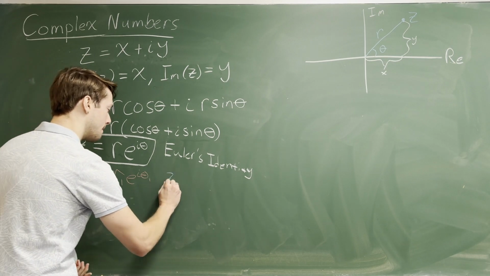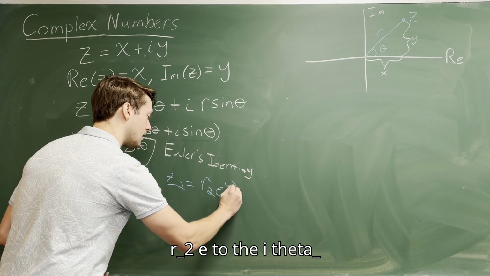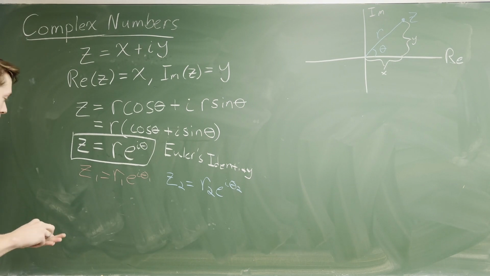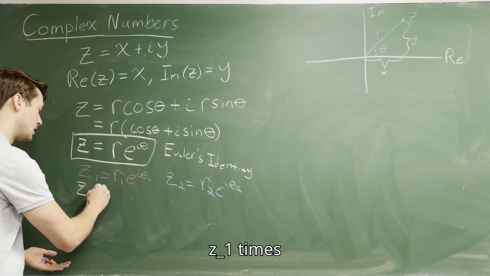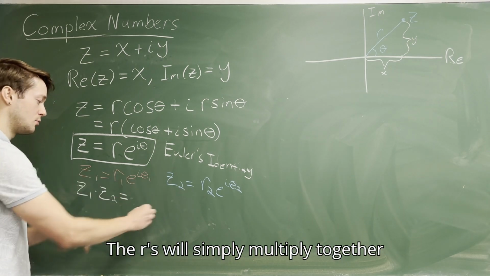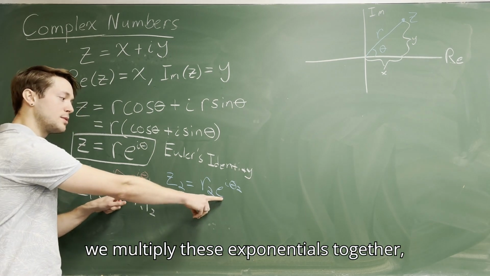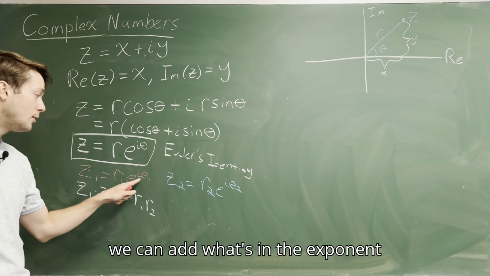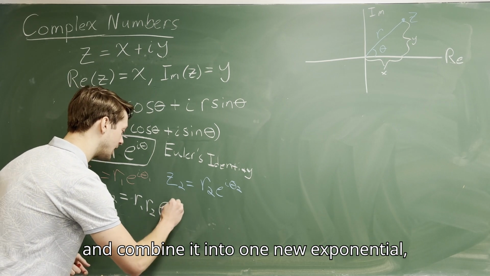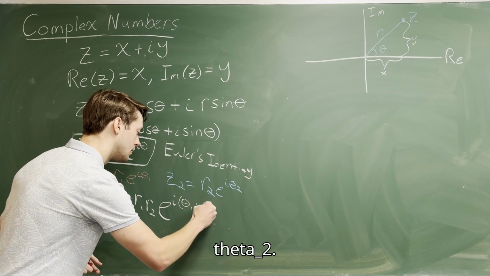z2, I'll write in blue, r2 e to the i theta 2. And if I take the product of these, z1 times z2, the r's will simply multiply together, r1 r2. And when we multiply these exponentials together, we can add what's in the exponent and combine it into one new exponential, which would look like theta 1 plus theta 2.